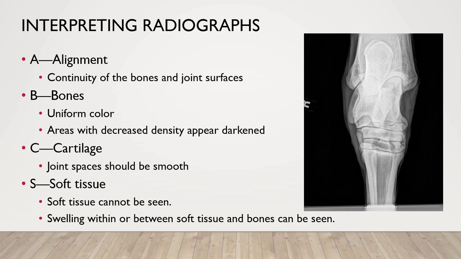C is for cartilage. Although cartilage itself does not produce a radiographic image, the cartilage and the ligamentous structures are inspected for what does not appear. The joint spaces should be smooth and uniform. S is for soft tissue. Although soft tissue cannot be imaged, swelling within the confines of the soft tissue or between the soft tissue and the bones can be determined. In addition, the outline of the soft tissue and even pockets of edema within the soft tissue can be identified with adjusted exposure techniques.